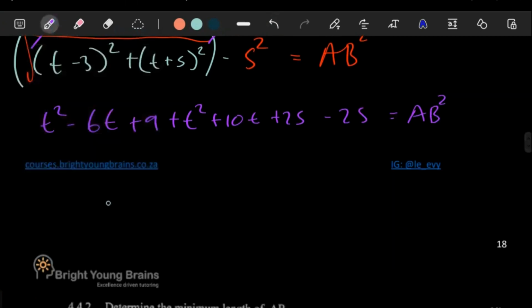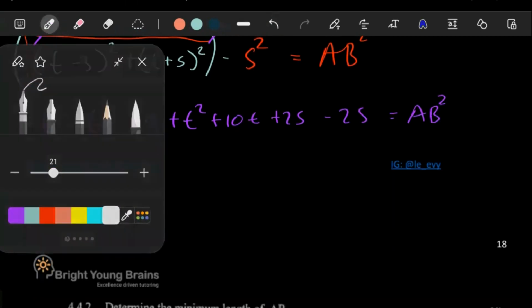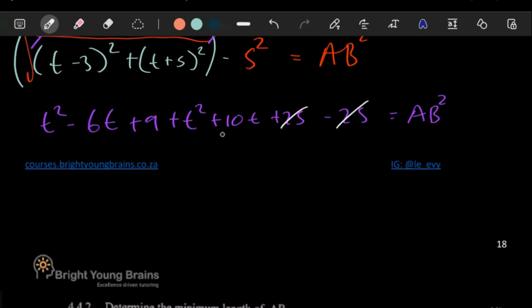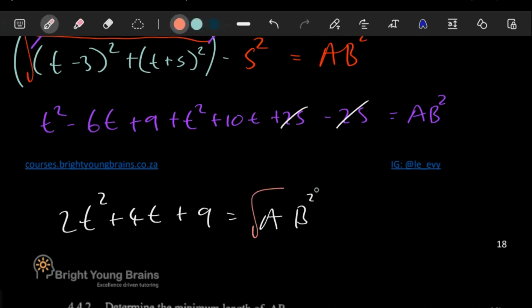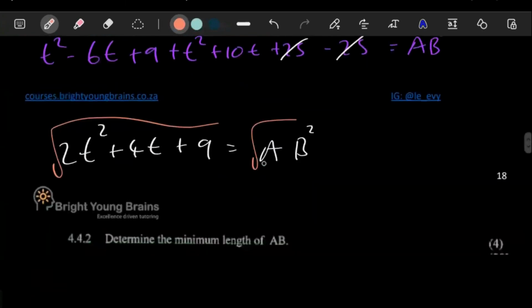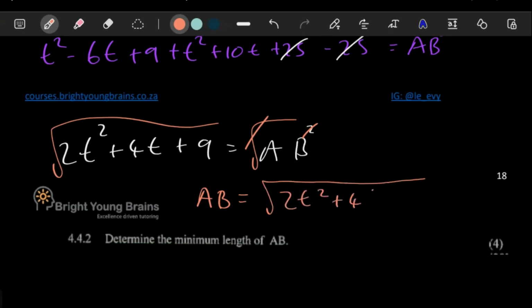Fortunately, from here, let's carry on and see what we end up with. So here, it looks like these two cancel out. 2t squared from there, negative 6 plus 10 gives you a 4t. And then 9 is the one left there. You're going to have to square root both sides here. Square root, this cancels that. You're going to have here AB is equal to square root of 2t squared plus 4t plus 9.